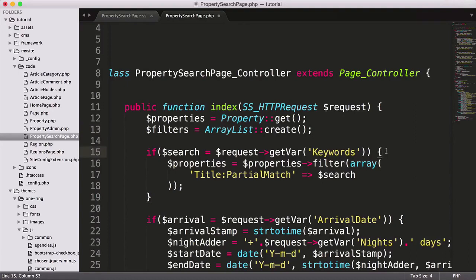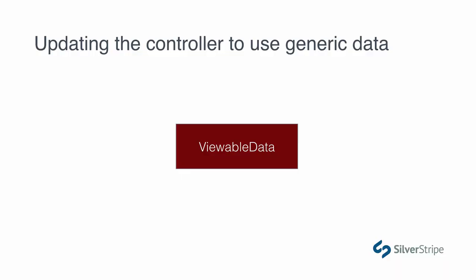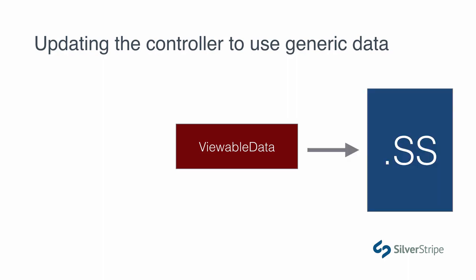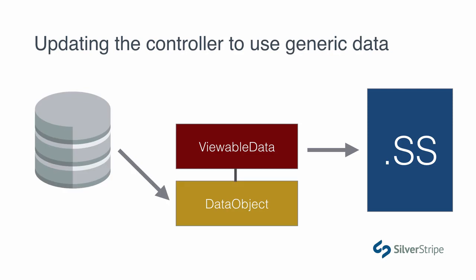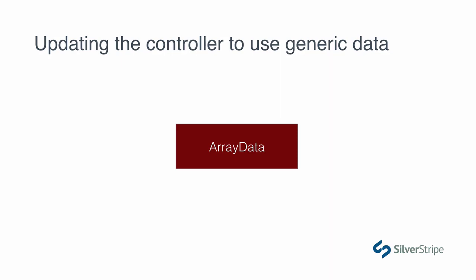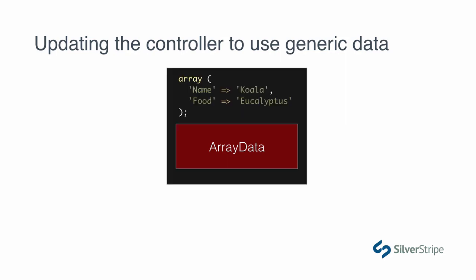So now we just need to fill our list with data. And to populate this list, we'll revisit our old friend viewable data from the previous tutorial. Now just as a recap, viewable data is a primitive object that is ready to be rendered on a template. One type of viewable data is data object, which we've been using all along to render content from the database. You will rarely need to use the viewable data class itself, but its immediate descendant array data is very flexible and it couldn't be simpler to implement. It's basically just a glorified array. All you have to do is instantiate it with an array of key value pairs, and those key value pairs translate to $variable, template variables, and they will render their associated values.